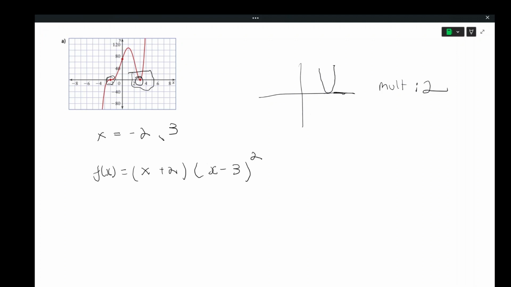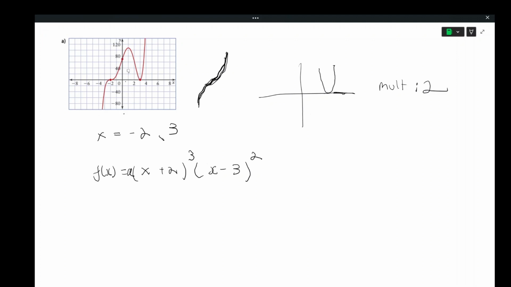Now, there's one more type of behavior. Sometimes the graph doesn't cross the x-axis normally. Instead, it flattens out before crossing, creating an S-shaped curve. This tells us the multiplicity is an odd number greater than 1, with the most common value being 3. Looking back at our graph, this is exactly what happens at x is equal to minus 2. The graph flattens before crossing the x-axis, so the root has a multiplicity of 3. That means our factor becomes (x plus 2) cubed.